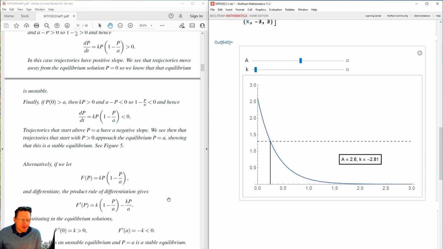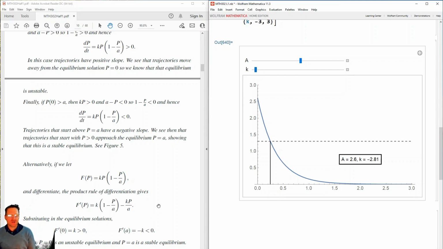Okay, moving on. Now let's do this using the f of p approach. Alternatively, if we let f of p be equal to the right-hand side of our differential equation, kp times 1 minus p on a, and we differentiate that, using the product rule of differentiation, we get k times 1 minus p on a, take kp on a.